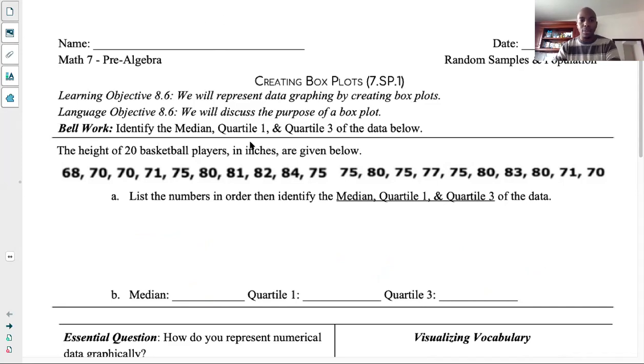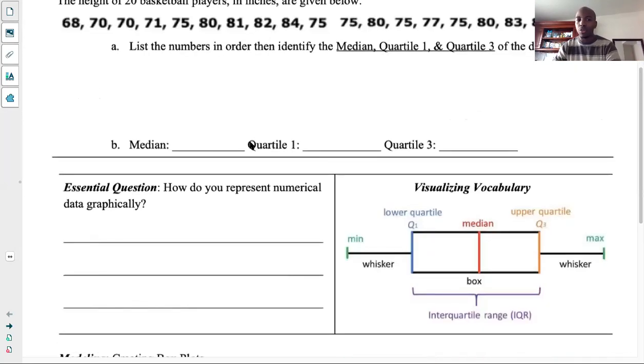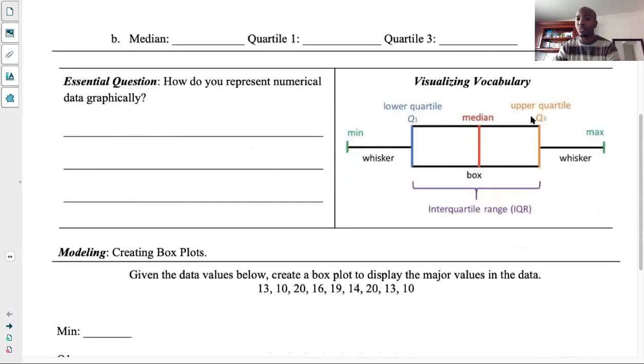All right, now I'm going to scroll up. We're going to talk about how to represent numerical data graphically. Now, if you look on the right here, you'll see visualizing vocabulary. That is what a box plot looks like. This is what a box plot is. Another name for box plot is box and whisker. And you'll notice that there's a box here, and there's a couple whiskers on the outside, right? That's where it gets this other name from, box and whisker.